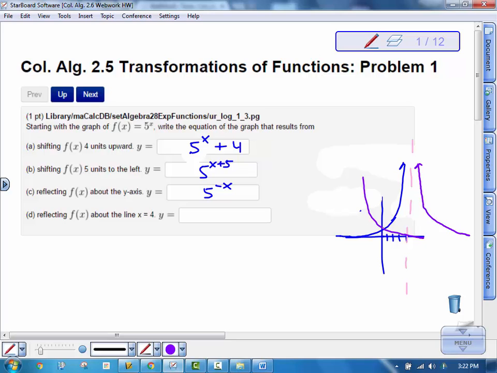And the reason why is because this point right here goes over 4 to get to the reflection line, so it's got to be 4 more to get to the actual function. So you got to take this purple one now and shift it 8 units to the right. So it's going to be 5 to the negative x, and then 8 to the right means you subtract 8. So this negative sign takes care of the reflection, and then this minus 8 moves it back 8 units. It's a tough problem.